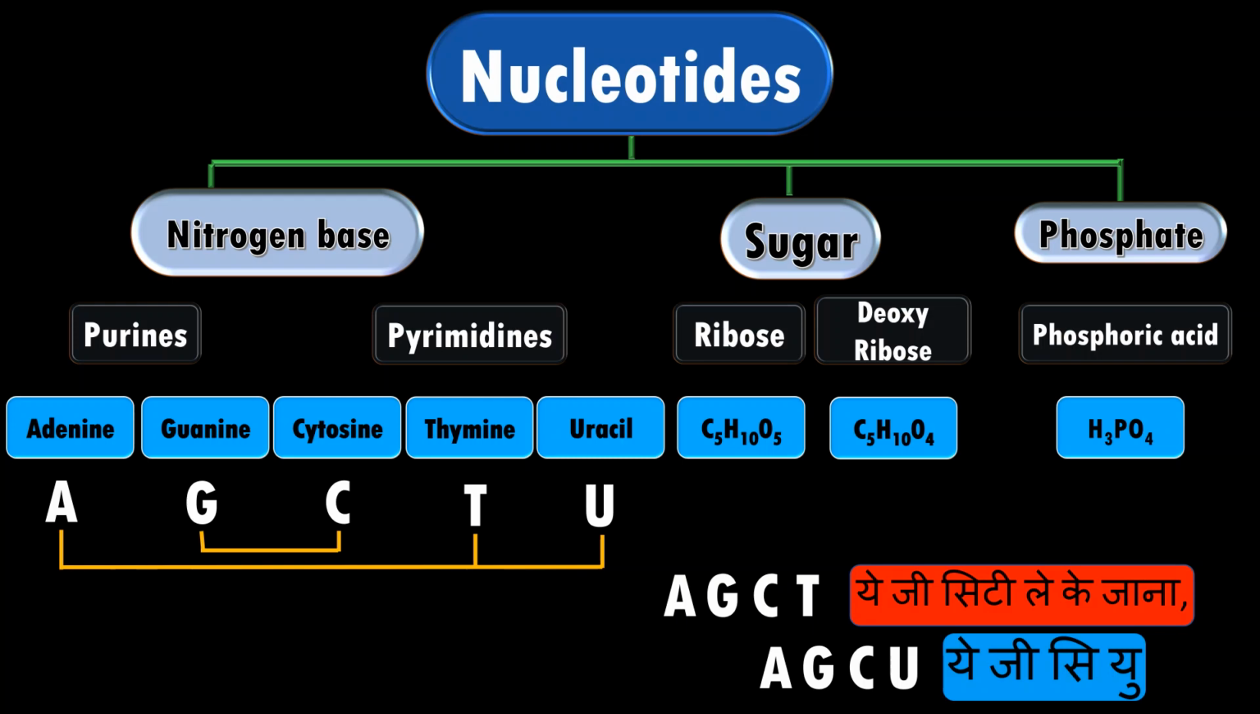So if you observe carefully, there are three nitrogen bases common in DNA and RNA, that is A, G, C. The nitrogen base unique in the DNA is thymine, whereas the nitrogen base unique in RNA is uracil. Now what is the meaning of unique here? That thymine is only found in DNA and not in RNA. Similarly, uracil is only found in RNA and not in DNA. So the nitrogen base unique in the DNA is thymine, whereas that of RNA is uracil. Please make a note of this.